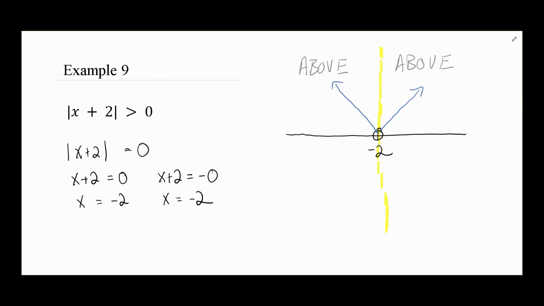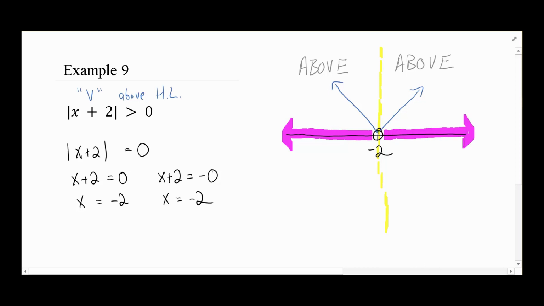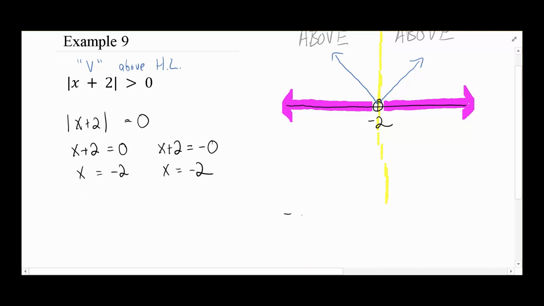So if we go back to the original problem and say, when is the V greater than, which means above the horizontal line. Well, it's on both sides. It's on the left. It's on the right. Which means we have the interval on the left, which is from negative infinity to negative 2, but not including negative 2, as well as the interval from negative 2 to infinity.